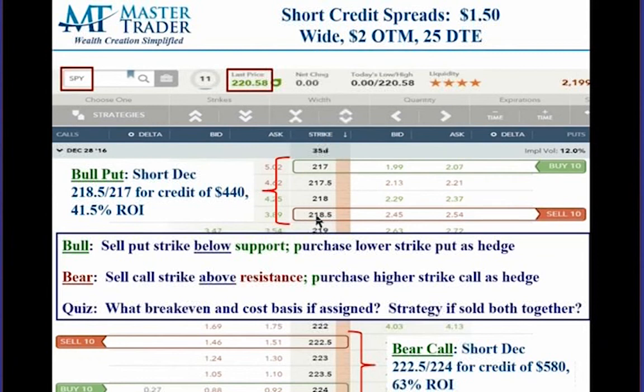So as long as it trades above the higher strike, 218.5, which is within my $2 cushion, I make 41% ROI on that max loss. It's just unbelievable. Hopefully many of you are salivating right now if you have not witnessed this before. But we do it every single day at MasterTrader.